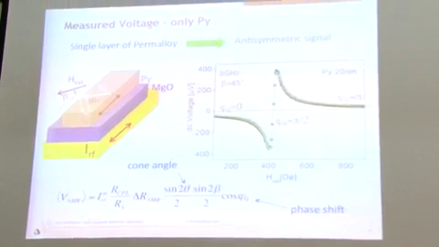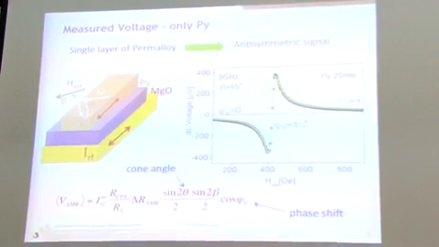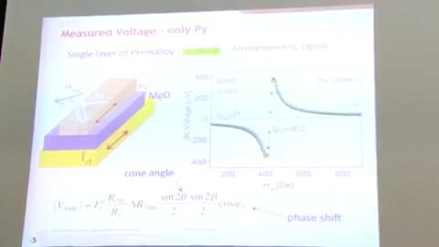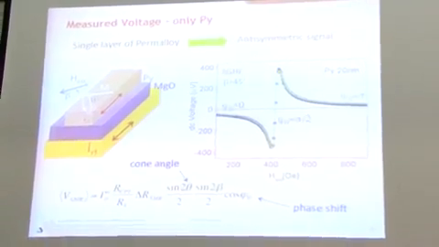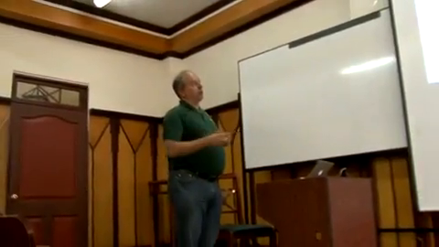Above the resonance, the phase shift is pi, and you see this change in sign in the signal. Now, when we do the same experiment with a bilayer sample, we see something more complicated. So here is gold and permalloy, and here is palladium and permalloy.